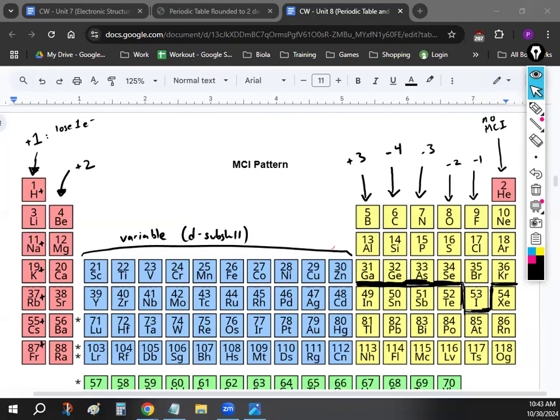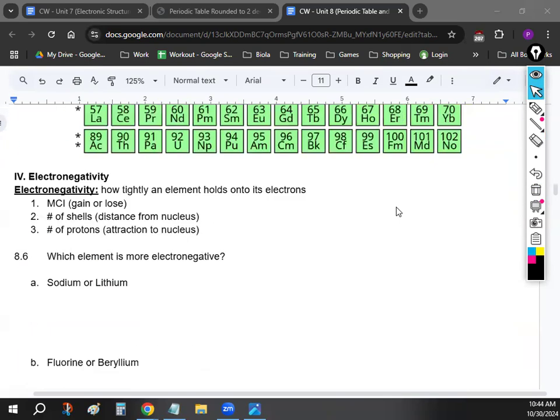All right, so those are most common ions. Any questions on the pattern? You will be expected to memorize this pattern, by the way. Okay, you don't really need to worry too much about these little exceptions right here, but just know 1, 2, 3, -4, 3, 2, 1. All right, let's move on.